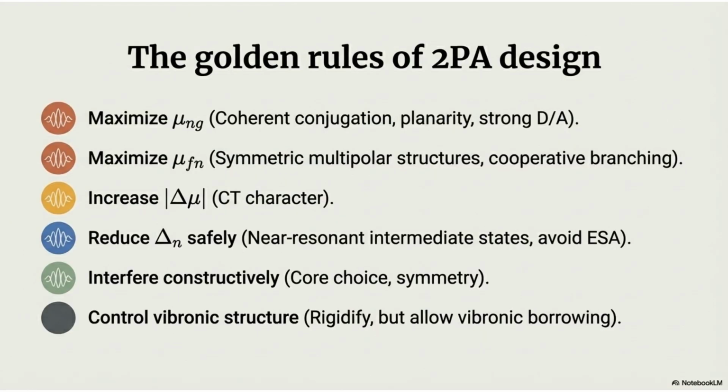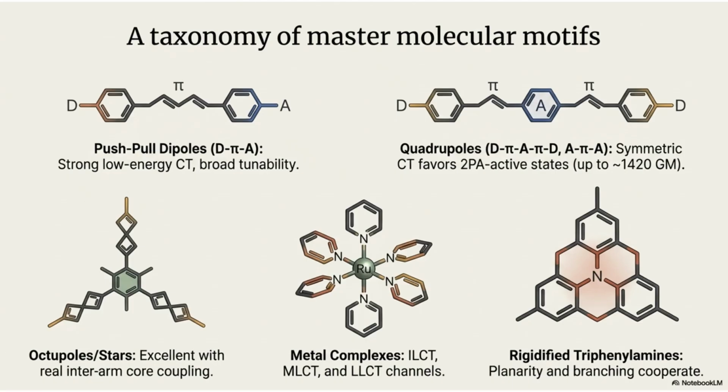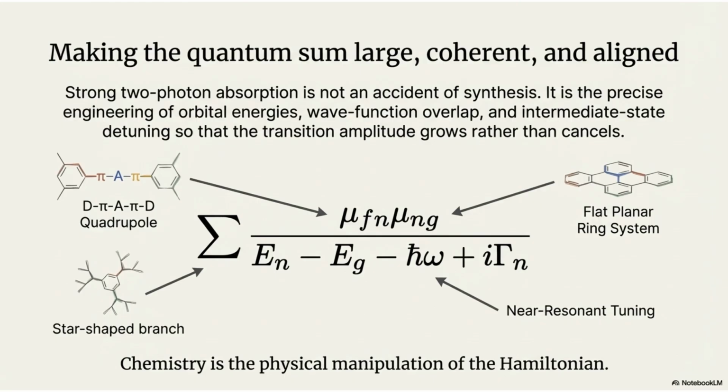The golden rules of 2PA design involve maximizing the transition dipole moments, increasing the change in permanent dipole, reducing detuning, interfering constructively, and controlling the vibronic structure. Various molecular motifs like push-pull dipoles, quadrupoles, octupoles, metal complexes, and rigidified triphenylamines offer unique advantages for optimizing 2PA properties through their structures. Strong two-photon absorption results from the precise engineering of orbital energies, wave function overlap, and intermediate state detuning. By controlling these factors, we ensure the transition amplitude grows rather than cancels.